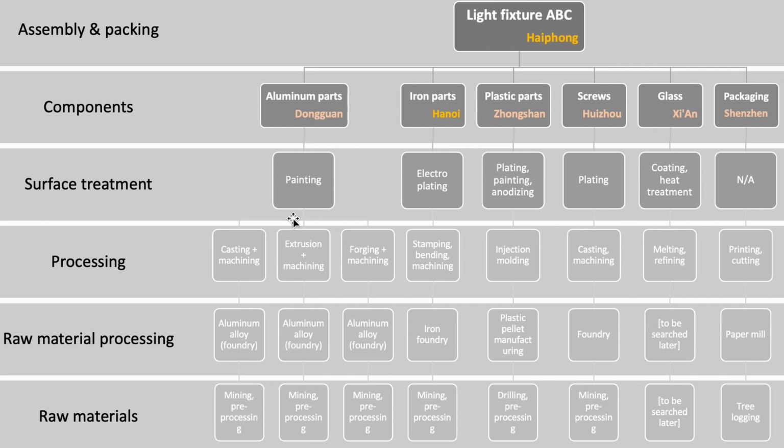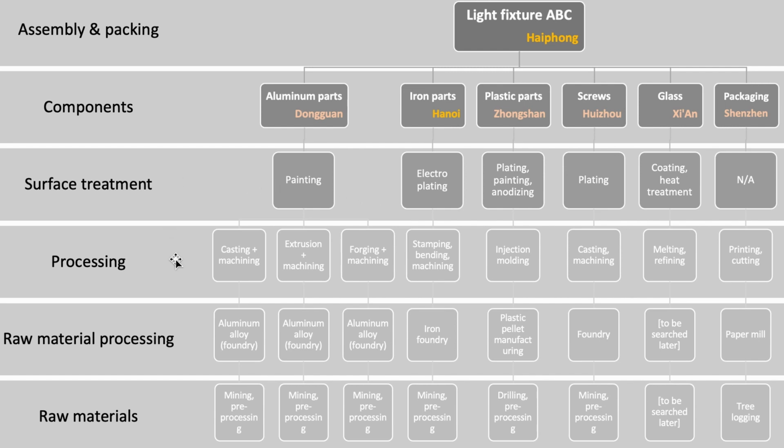For example, the aluminum parts, after they are cast or extruded or forged, and there's some machining, very often they are sent to powder coating somewhere outside, right? And same thing here for the iron parts and so on. It might be plated, maybe anodized, and so on. The glass, there's maybe some coating, there's probably some heat treatment. So very often there's this layer here of surface treatment.